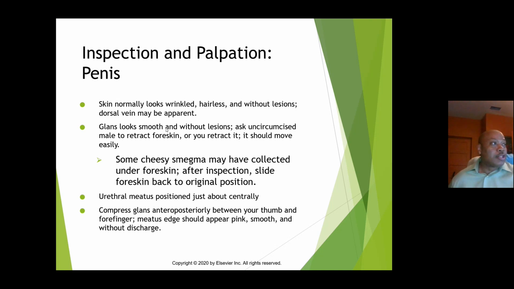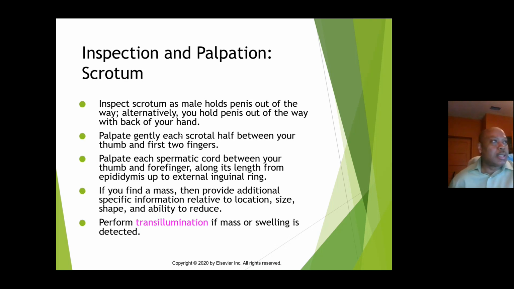All right. And so we continue with inspection and palpation of now the scrotum. All right, so we're moving down from the penis now down to the scrotum. And this information, the normal findings and abnormal findings, can be found on page 693 to 95.